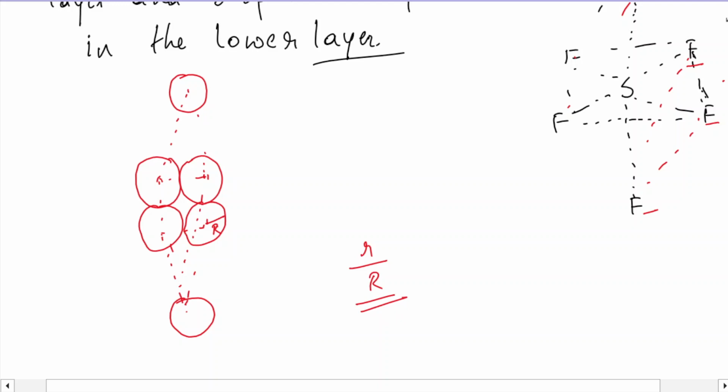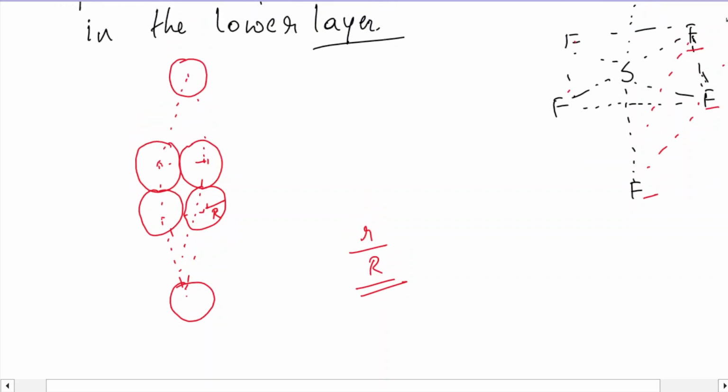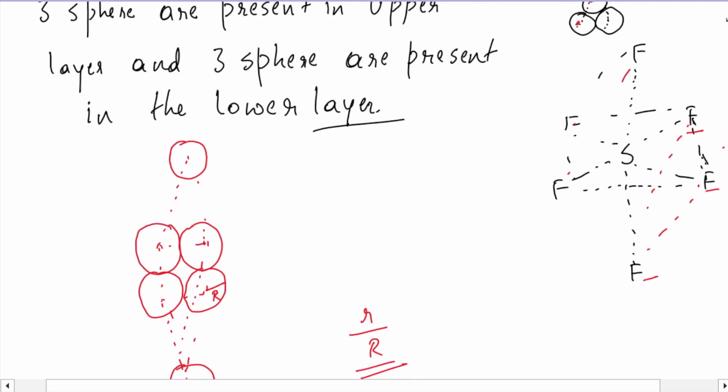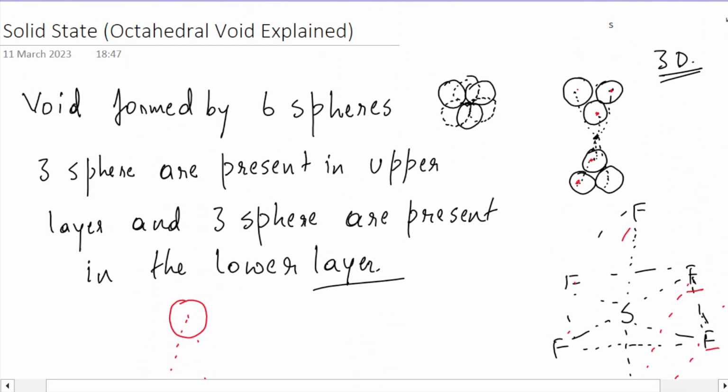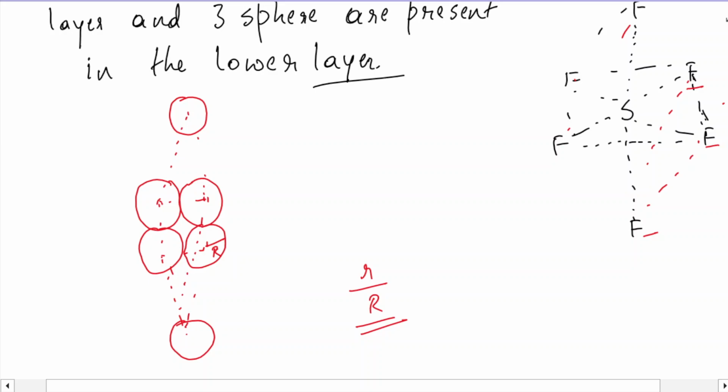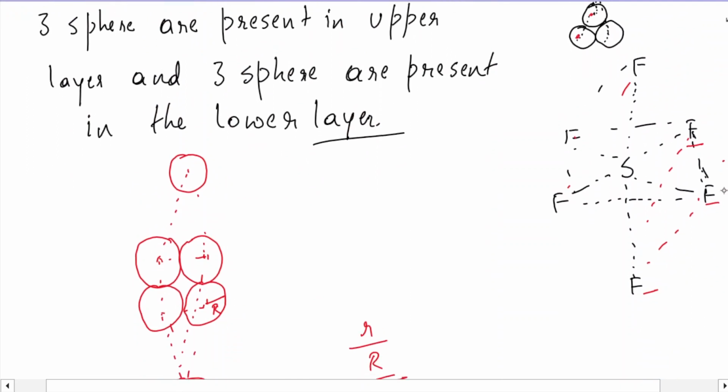The ratio of the maximum possible radius of the atom which can be present in the void to the radius of the original atom. So that is known as the radius ratio. Now we have to calculate it for the octahedral void. As we know, the octahedral void is in 3D geometry. I have explained that three spheres are in the upper layer and three in the lower layer, and with the help of this pattern, I have explained the octahedral void in many manners.